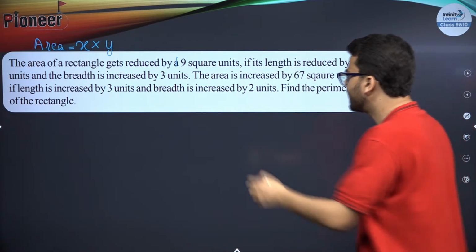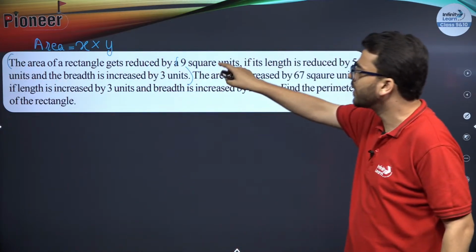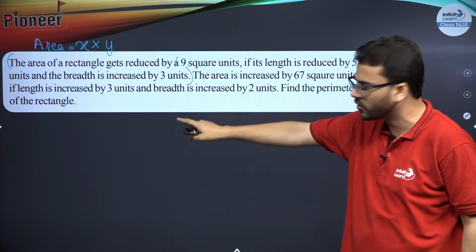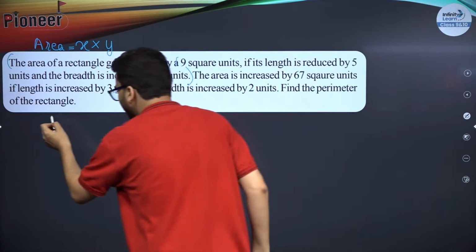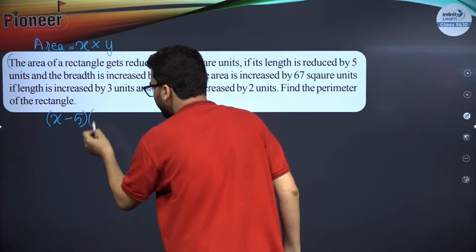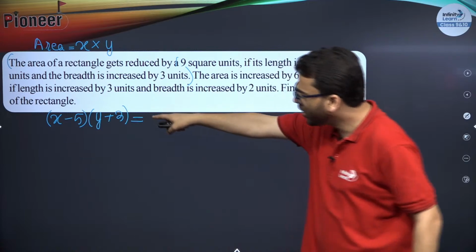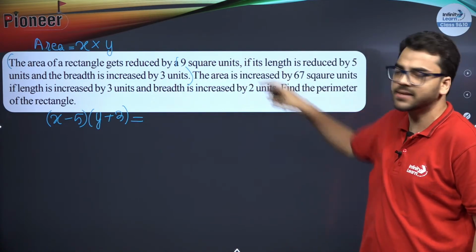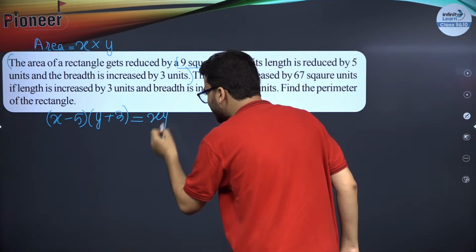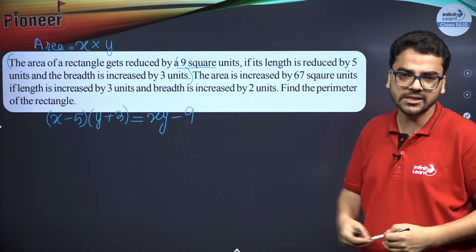Now read the question, the first statement. The area of a rectangle gets reduced by 9 square units if length is reduced by 5 units. So you have got length, you are reducing it by 5 units and breadth is increased by 3 units. So this is the new area, right? Now if you are doing this, the area of the rectangle gets reduced by 9 square units. So what does it mean? That the actual area is getting reduced by 9 square units. So this will be the equation or not, tell me. This will be the equation.